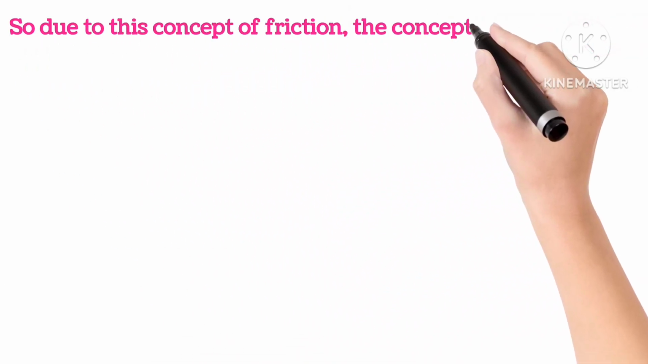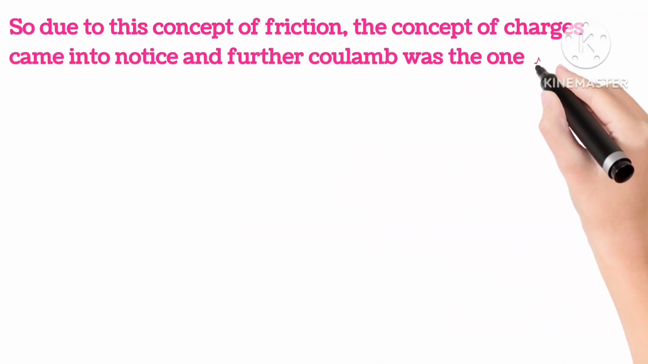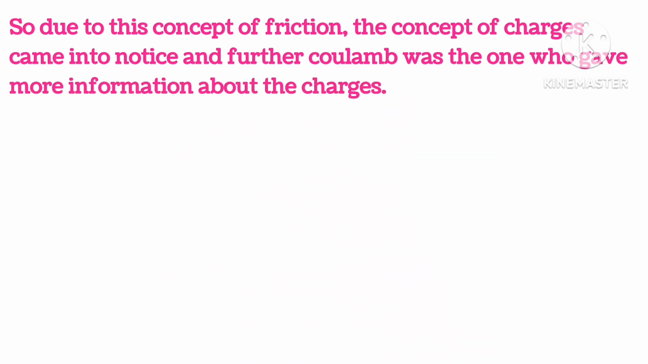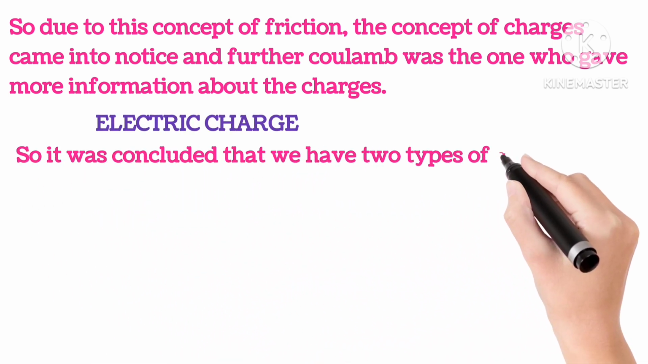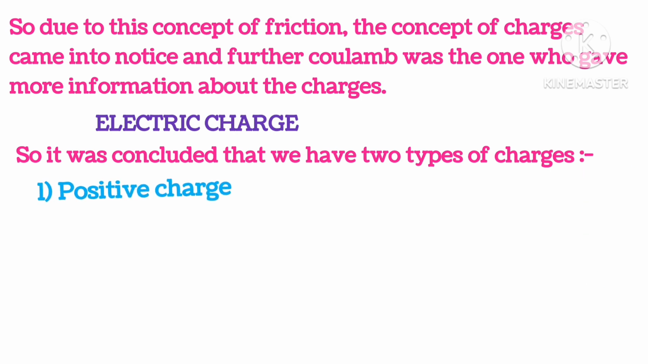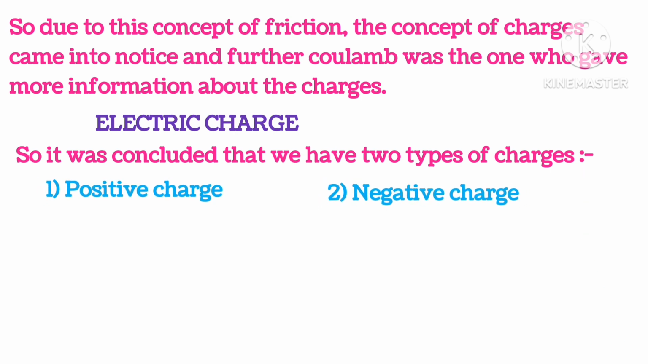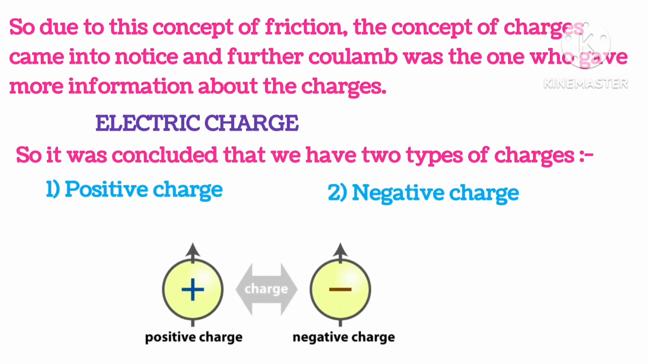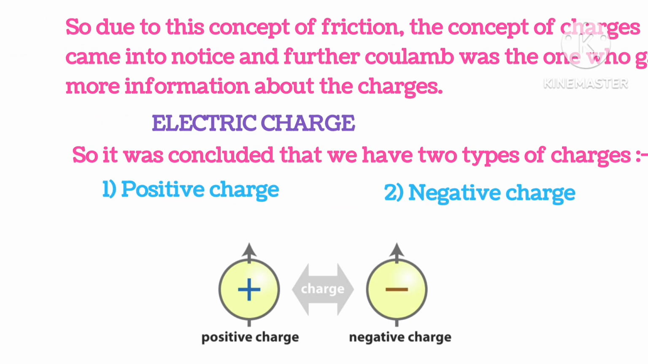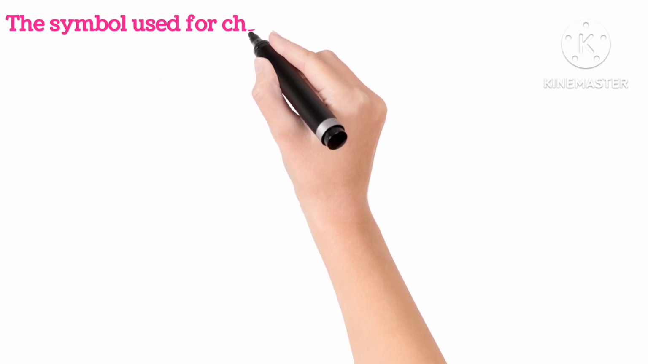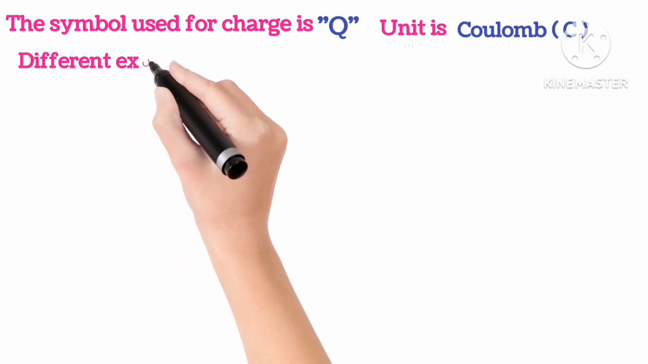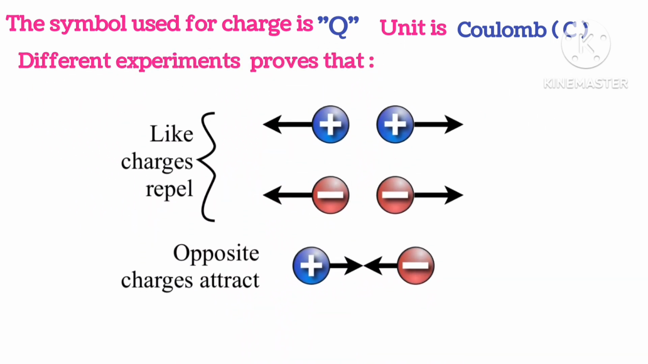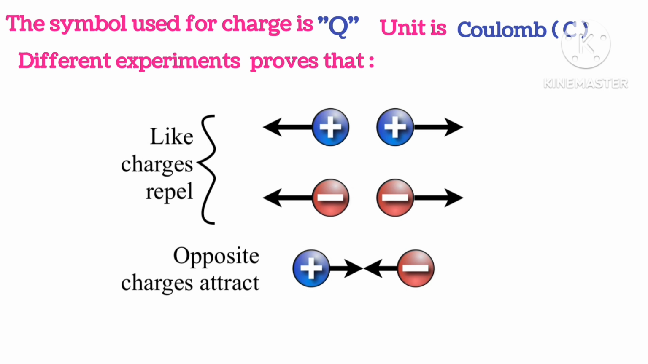So due to this concept of friction, the concept of charges came into notice, and further Coulomb was the one who gave more information about the charges. So, electric charge: it was concluded that we have two types of charges, positive and negative charge. The symbol used for charge is Q and the unit of charge is coulomb, represented by C. Different experiments prove that like charges repel each other and opposite charges attract each other.